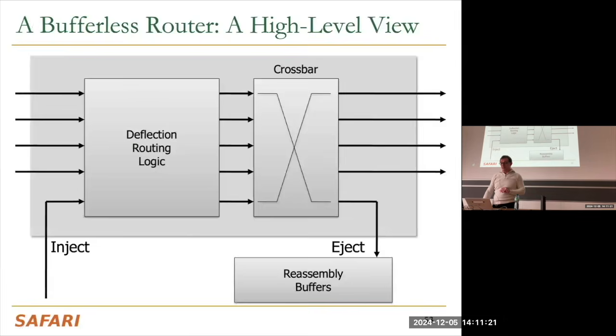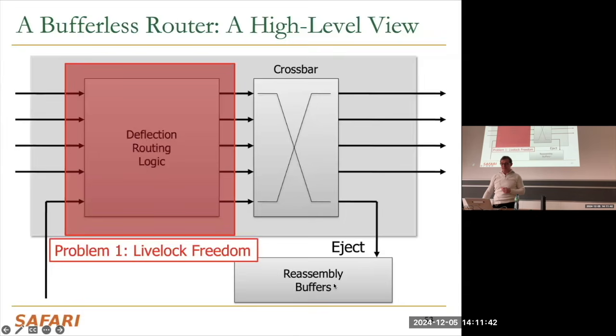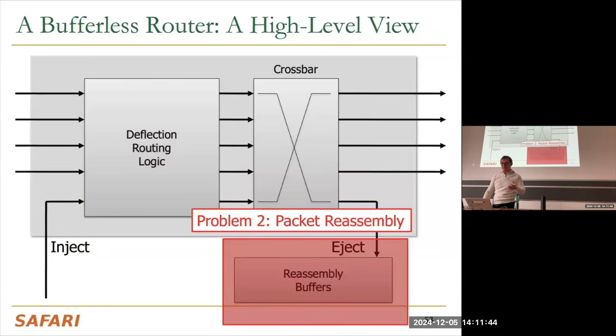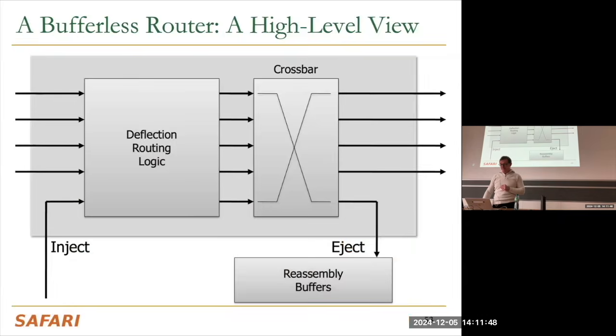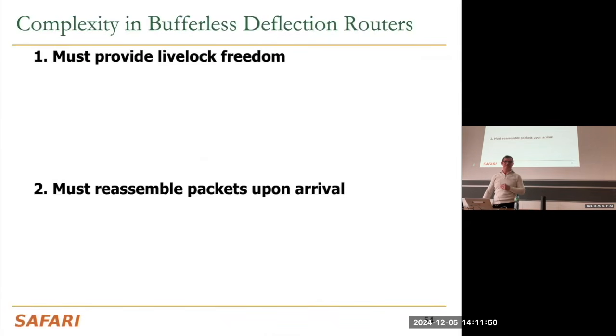Okay, so this is the high-level view of a bufferless router. Essentially, this is the router. This is local node. In the router, you have some deflection routing logic, and then the crossbar, and then you inject, and then you eject. When you eject, meaning when the packet or flit reaches the destination, you put it into a reassembly buffer. And then, you serve it to the processor. So we're going to solve these issues. First problem is live lock freedom. The second problem is packet reassembly. These are at different points, as you can see. Okay. So live lock freedom is actually interesting.